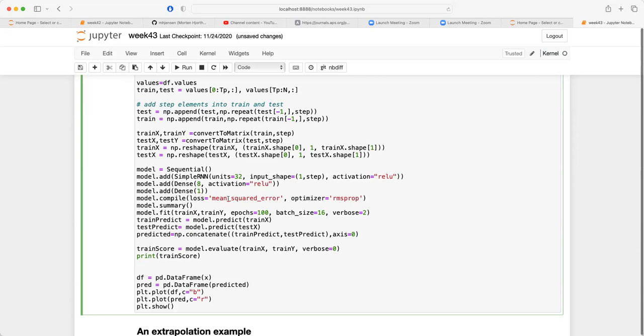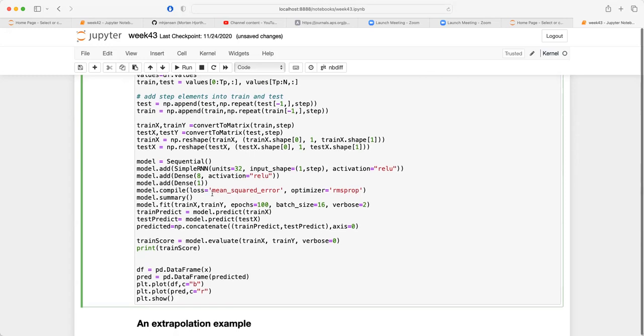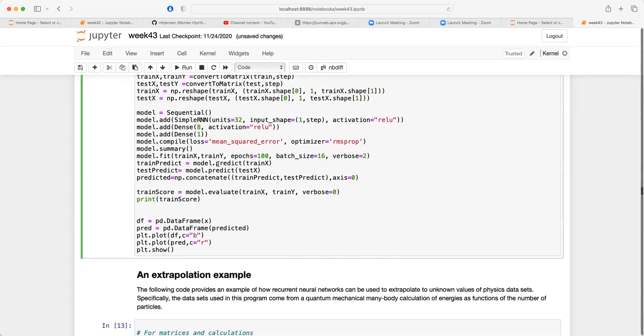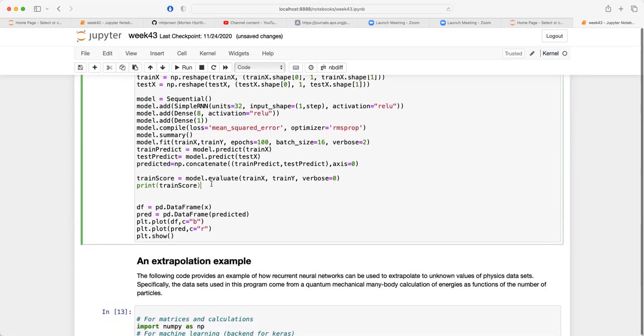And this compiles also, finally, the mean squared error. That's the error function which I'm going to gauge my model with. And I use root mean square propagation as the way to optimize my learning rate. And then I make my training and I make my prediction based on that. And this kind of setup is pretty standard. And then I plot the prediction and the training data.